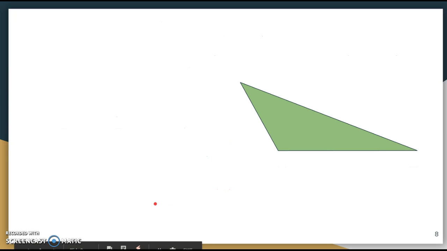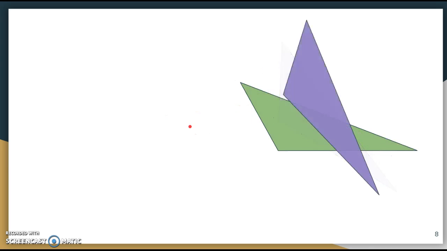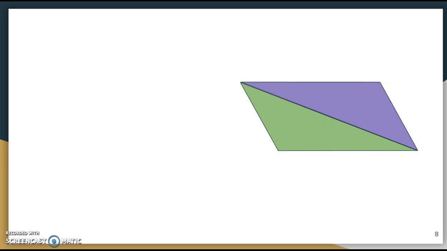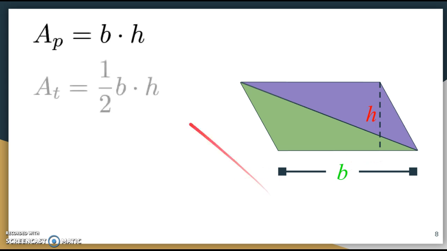So can we show that? We sure can. What we can do is take this and make another copy, rotate it around and combine it together. Now we've doubled this area, so we've created a parallelogram. We know how to do that. We just find the base times the height. So the area of the parallelogram is going to be base times height, and the area of the triangle is going to be 1/2 of that base times height.